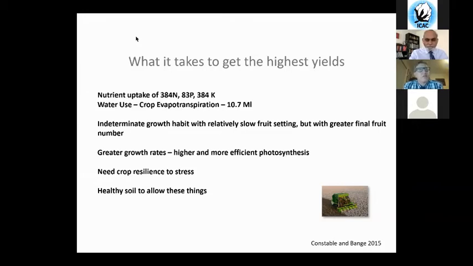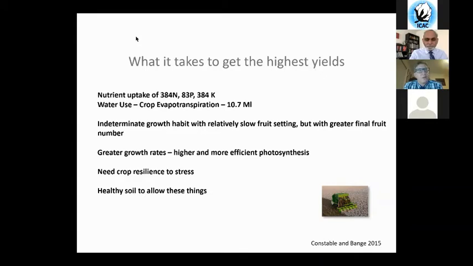But we did see some challenges coming through, and these are some of the things that we need to consider in some of our future crops. Obviously, cotton has an indeterminate growth habit, but we'll need something with a relatively low fruit setting pattern that generates a greater final fruit number. The point there is that, given that we're still limited in our season length, if we put fruit on too quickly, the plants tend to cut out, and we don't achieve yield. So we have to moderate the fruit setting.